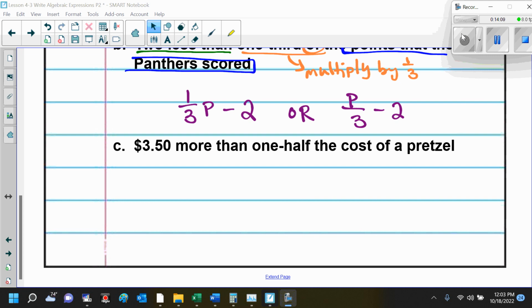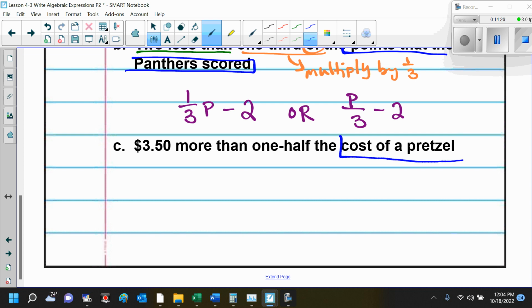All right, take a minute and a half to do this one with your table partners. All right, so $3.50 more than 1/2 the cost of a pretzel. What is it that we don't know? We don't know the cost of the pretzel. And what do you want to use for your variable? P for pretzel. Okay, P for pretzel. What words tell me the operations? More than. Okay, so more than tells me that we want to add, right? We want to add $3.50.